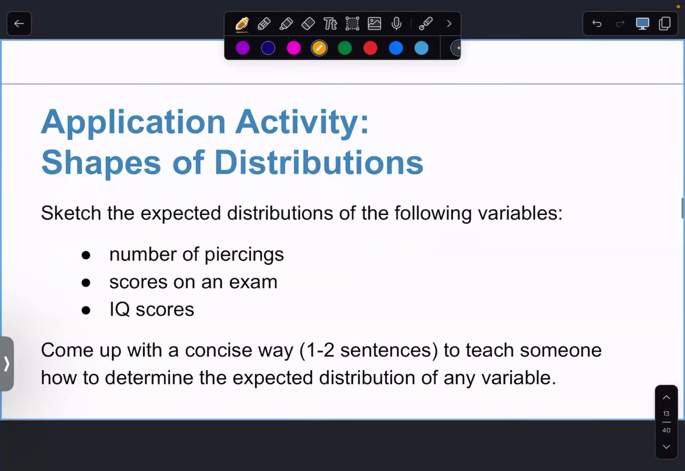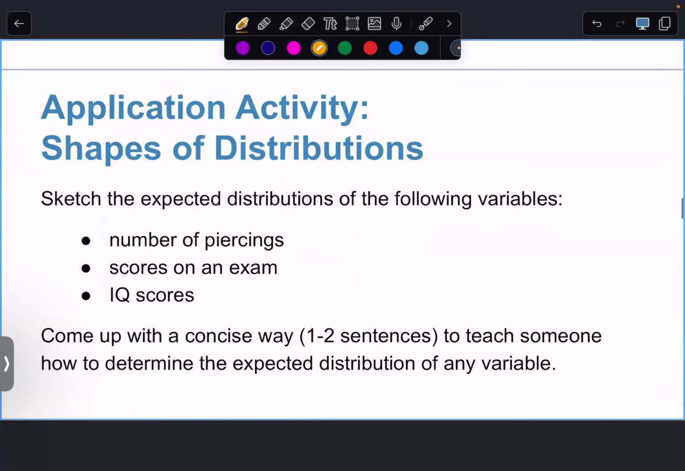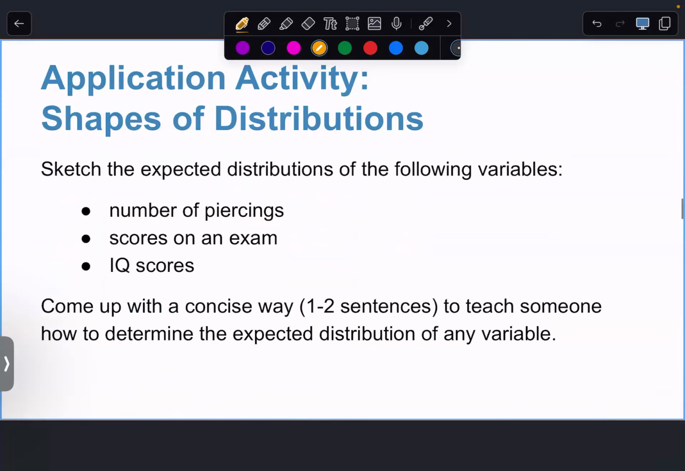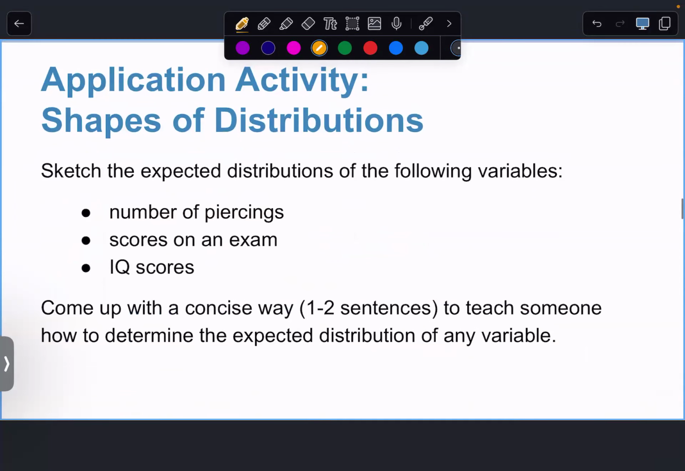I don't love this one. I know it's the first activity. Well, we basically already did it with the previous one, right? But you can sketch the expected distributions, right?